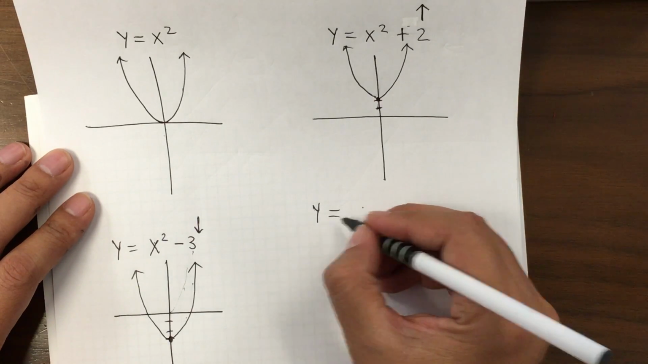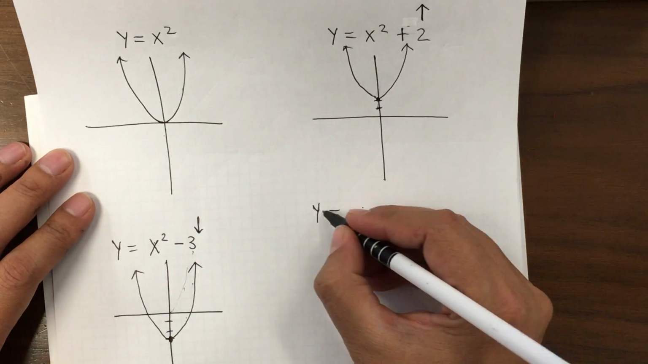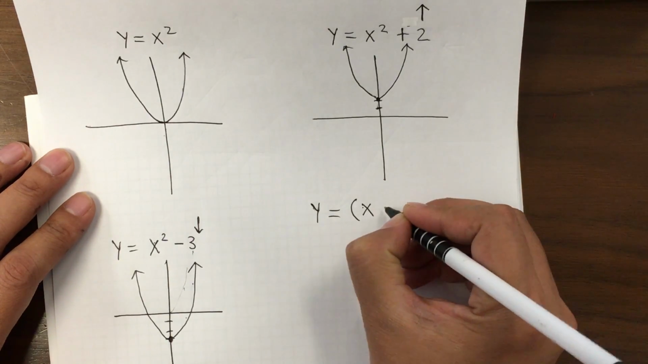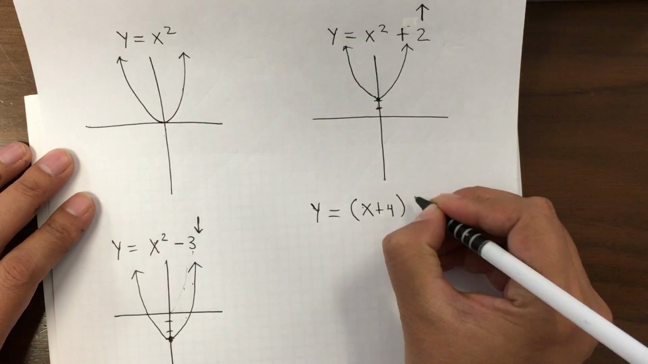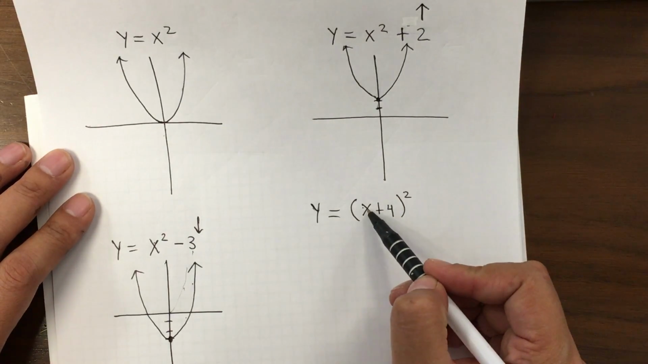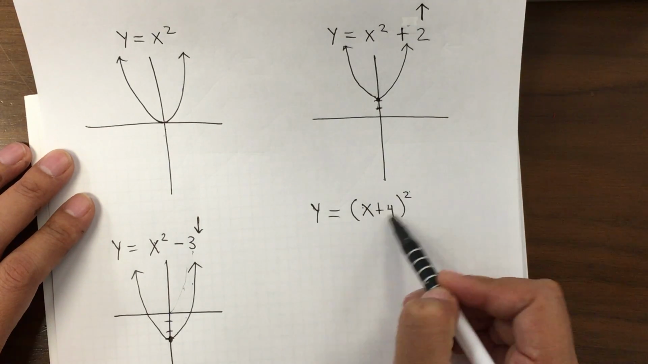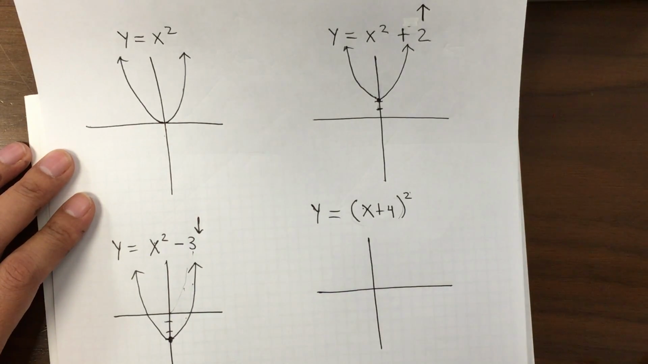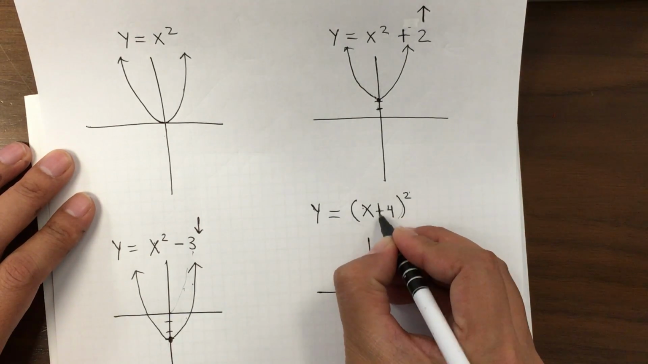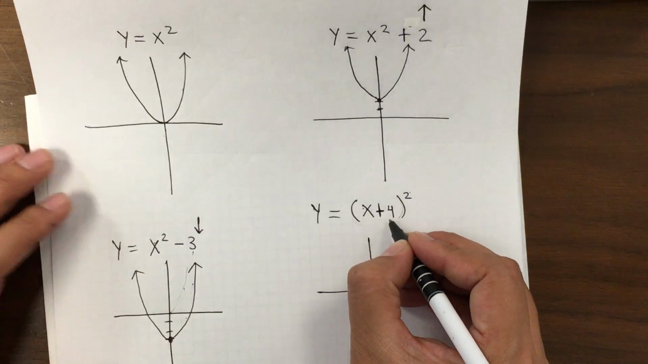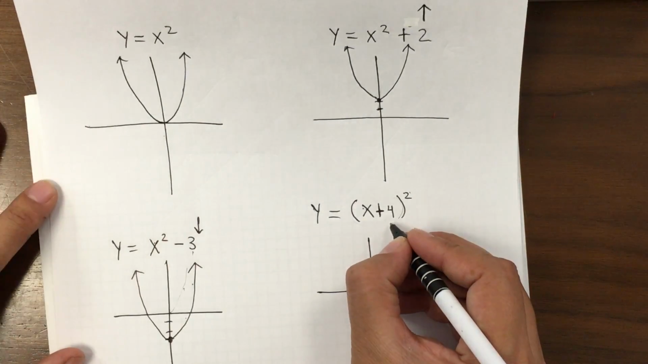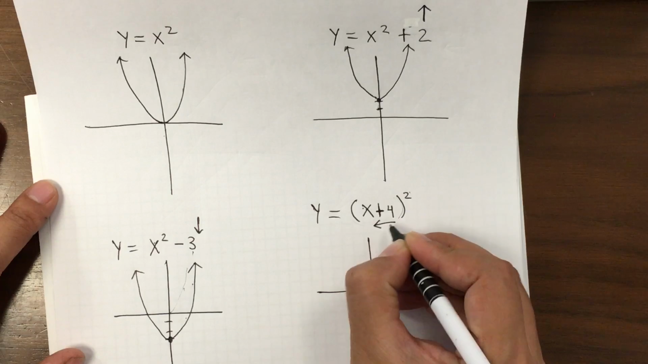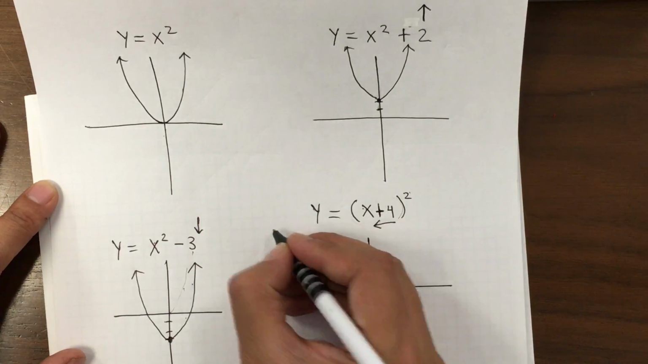What about y squared equals, y equals, but then in here you have the parentheses, and you're adding 4 inside of the parentheses. See, notice how this is the x squared, but then you're adding 4 inside of the parentheses. So we have that same parabola, but because you're adding 4 inside of the parentheses, remember, adding inside means left or right, the opposite direction. So instead of going to the positives, it's gonna go to the negatives.